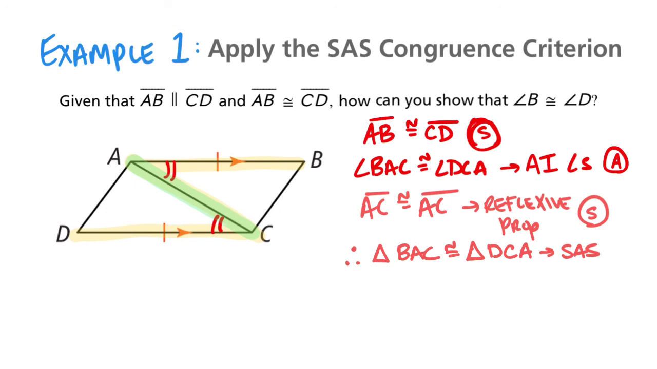For instance, I would be able to say that this segment and this segment have to be congruent because they're corresponding parts. And I'd be able to say that this angle right here and this angle right here have to be congruent. But most importantly, I'd be able to say that this angle and this angle are congruent. I'd be able to say that angle B has to be congruent to angle D, and that's because of CPCTC.